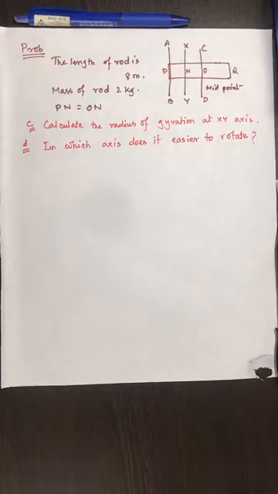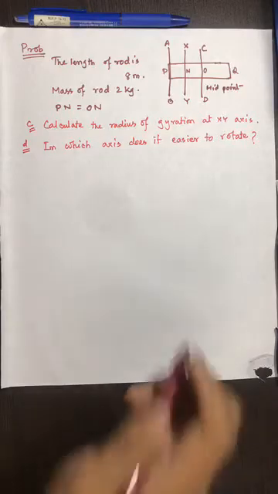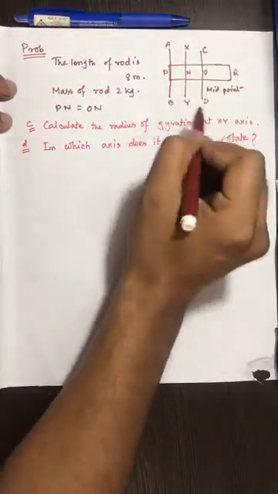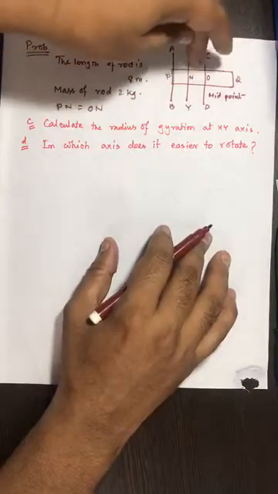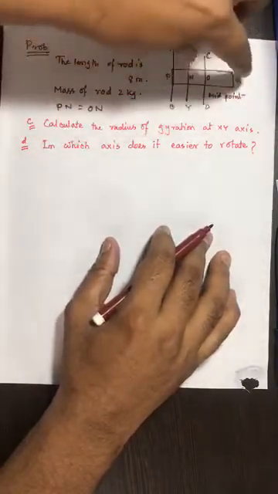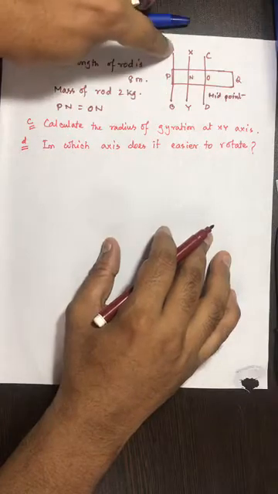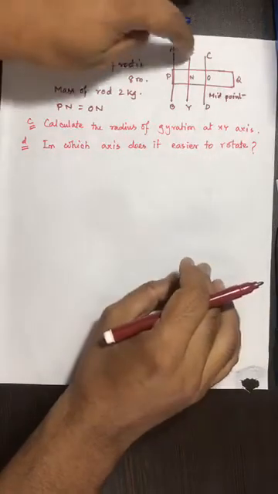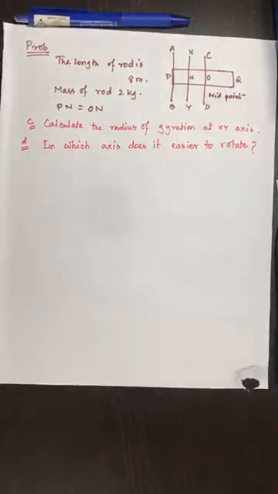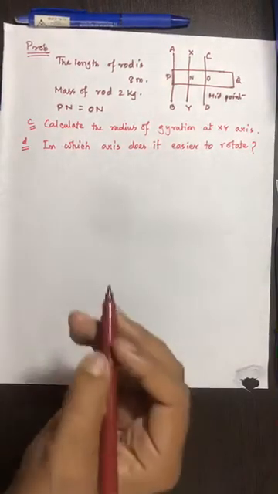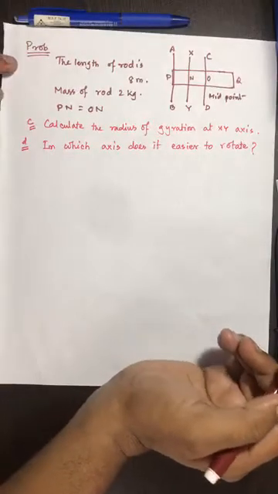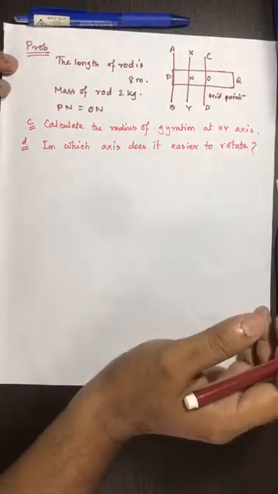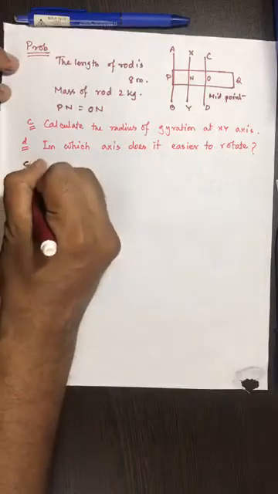So first, they said to calculate the radius of gyration about the XY axis. We know the formula for the radius of gyration at the end point, but we don't know what it would be about the XY axis. So we need to find it by the integration formula. It's a bit complicated, but no worries, because you know this integration very well from first year and second year. So part C, I'm going to start.